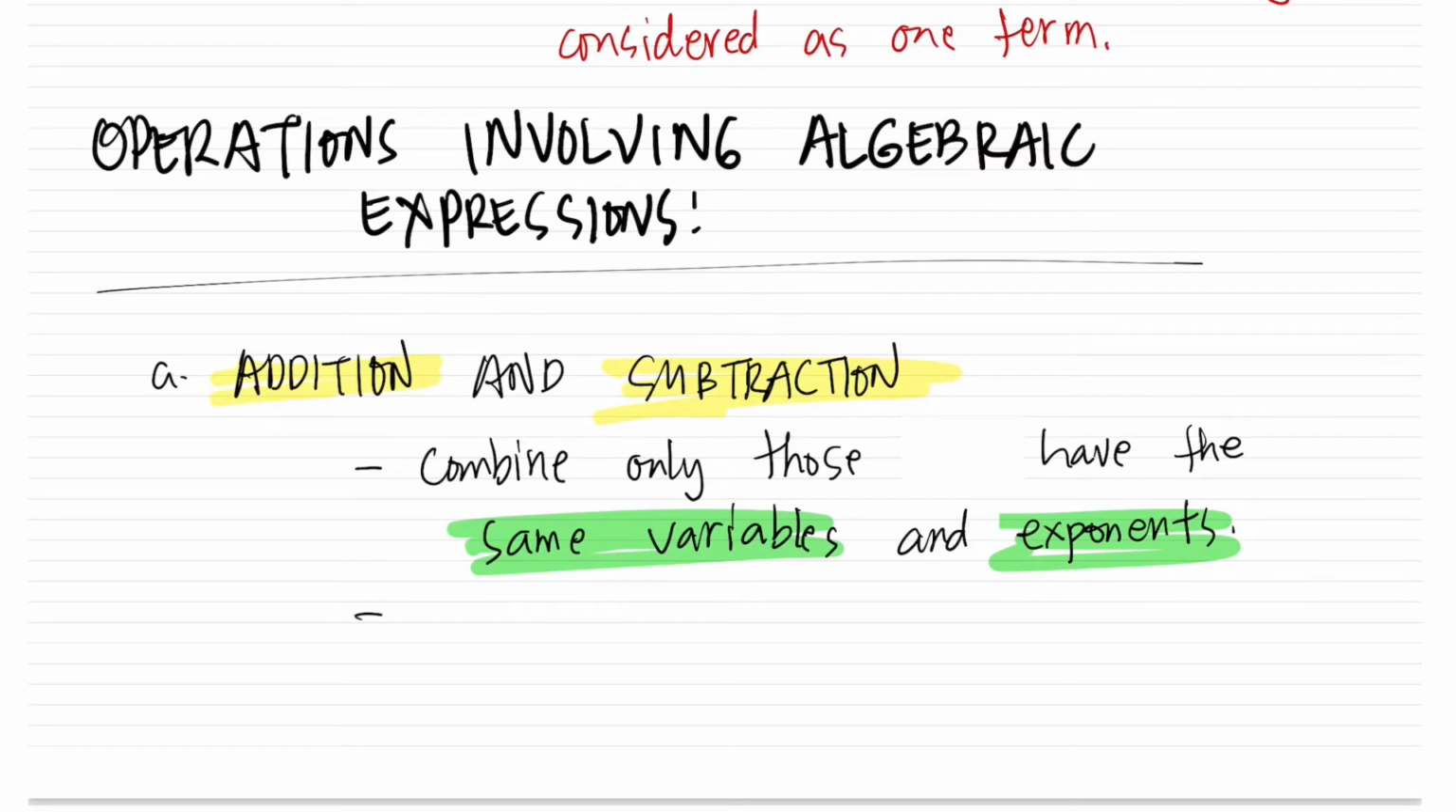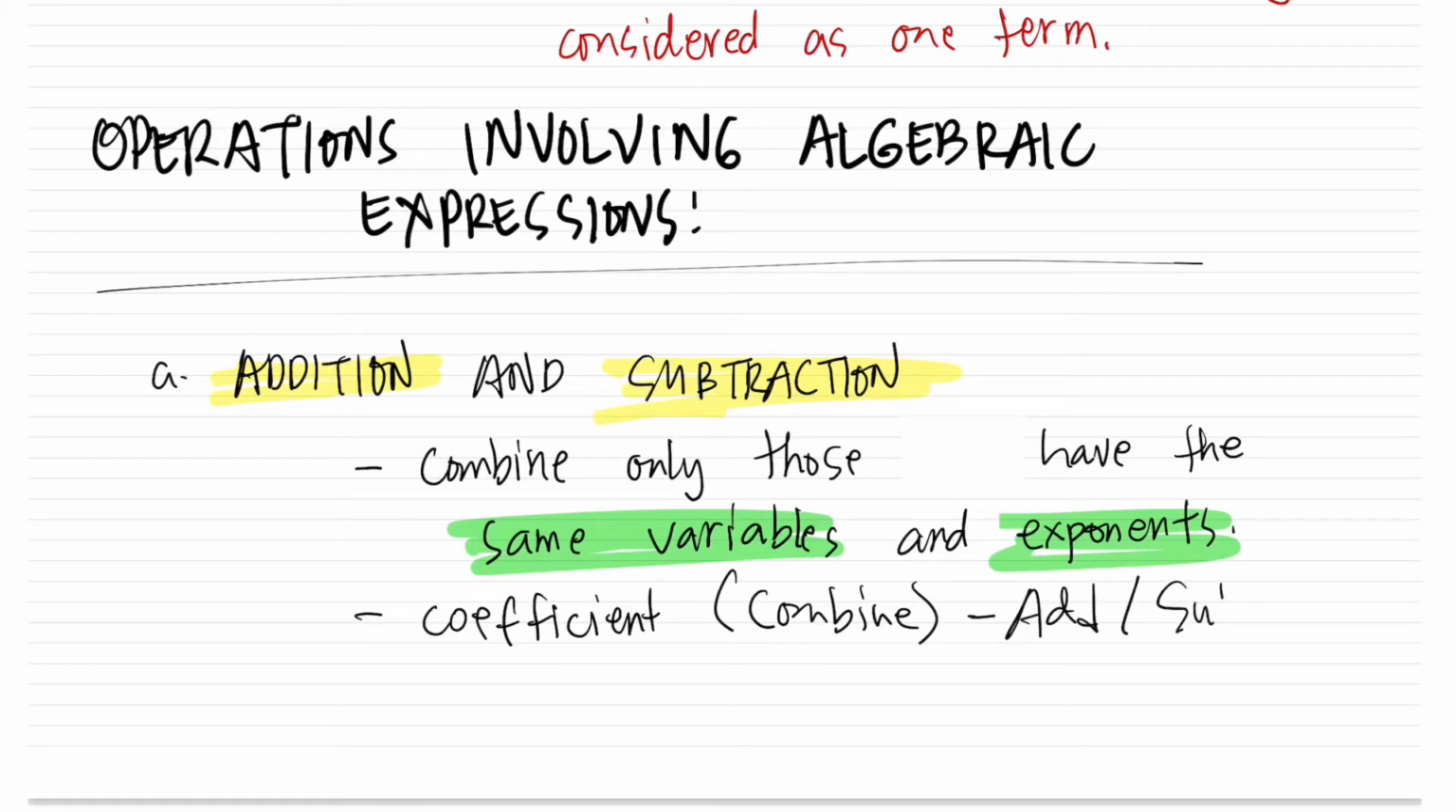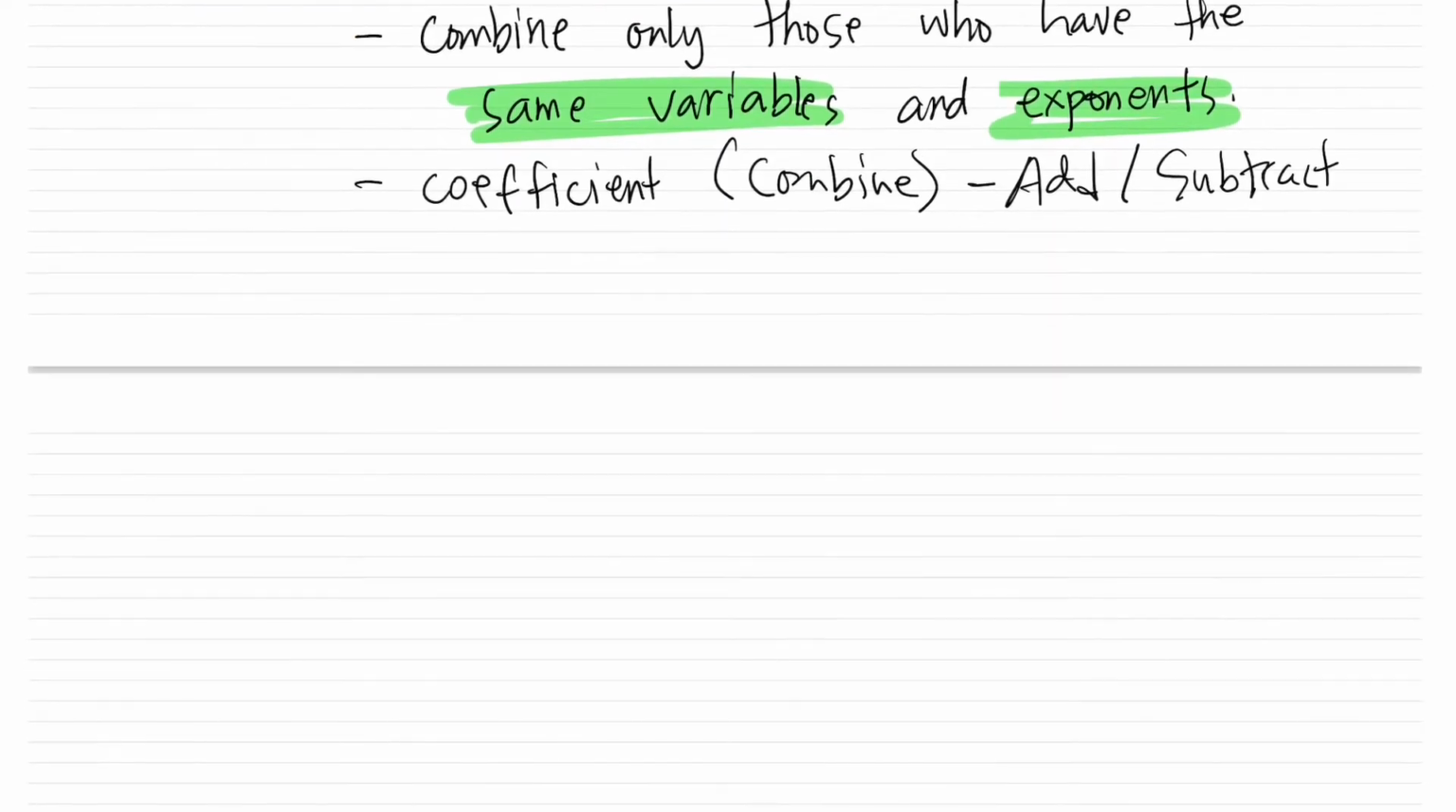So what are the things that you need to combine? Combine only the coefficients. Only add or subtract coefficients. Example, we have 6x plus 4x.